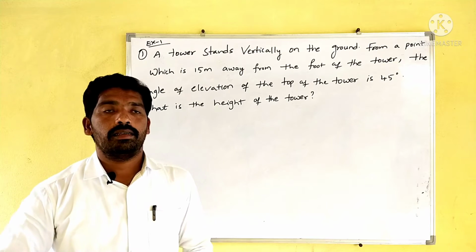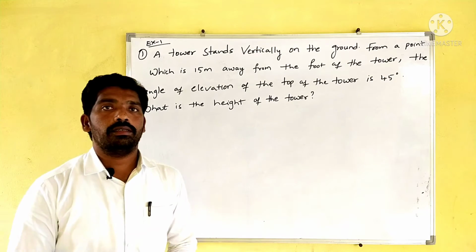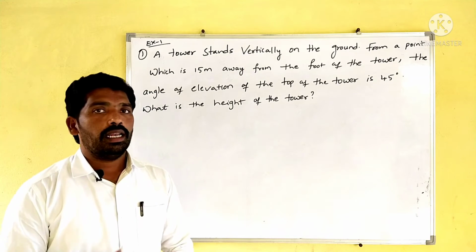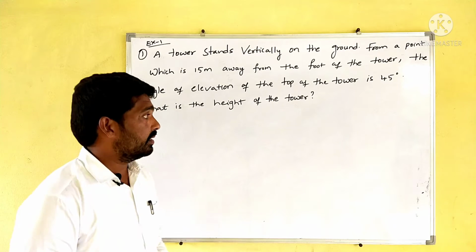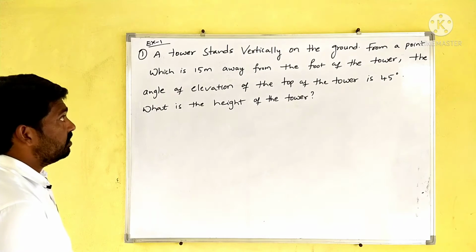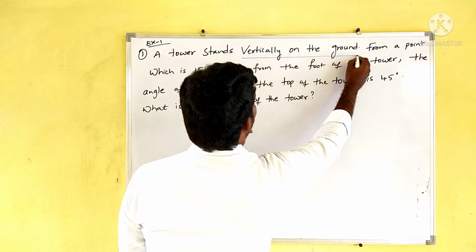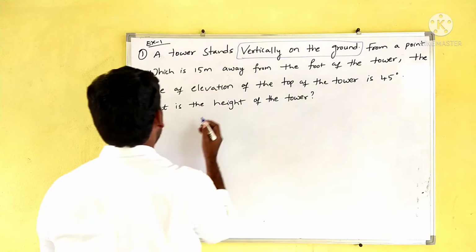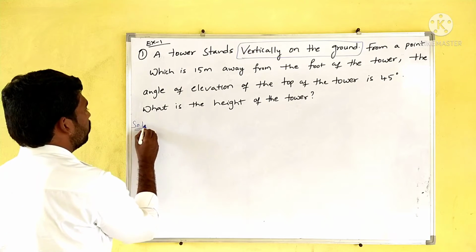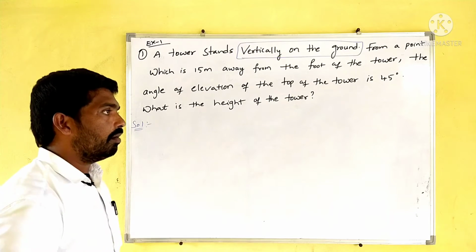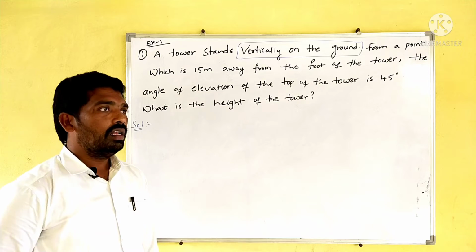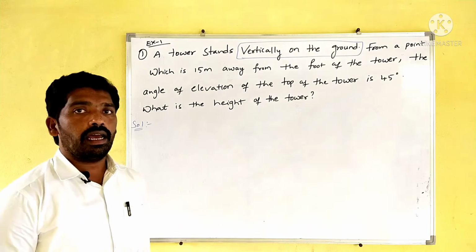Hi students. In this class we discuss some exercise problems. Let us observe. The first problem: a tower stands vertically on the ground. Terminology is very important. To solve the problem, first draw a right angle triangle.